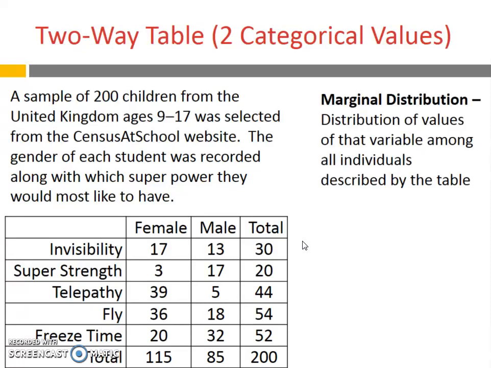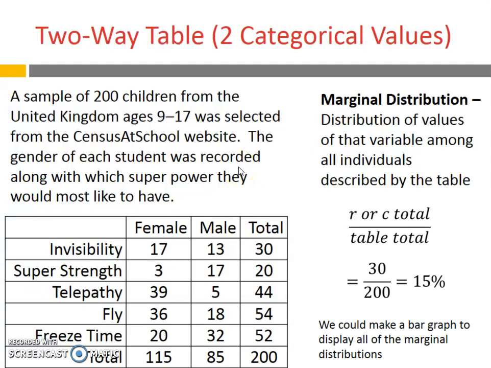Now let's talk about what a marginal distribution is. It's a distribution of values that should vary among all individuals described by the table. It is a fraction or a decimal that can be converted to a percentage. So it's either the row or the column total divided by the table total. You're only looking at the margins of the table. That's why I said it's important to have those totals. So if you ever get a two-way table and the totals aren't there, you want to add them in.